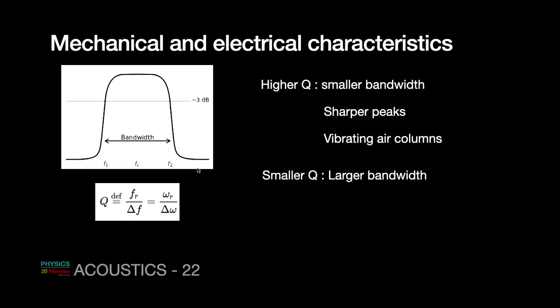Smaller Q means your denominator has to be large, so the bandwidth has to be very large. That will give you the Q value to be small. So you will get a relatively flatter peak. For example, no, I don't think resonance tube, it has a large Q. Correct example of small Q will be the sonometer or the guitar vibrations. So that's how the Q value correlates.